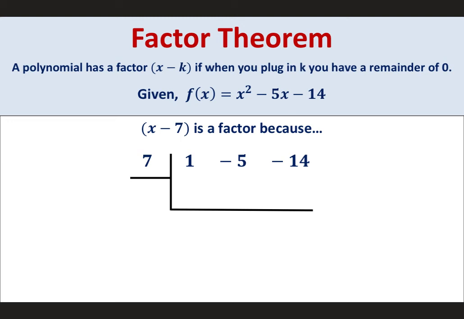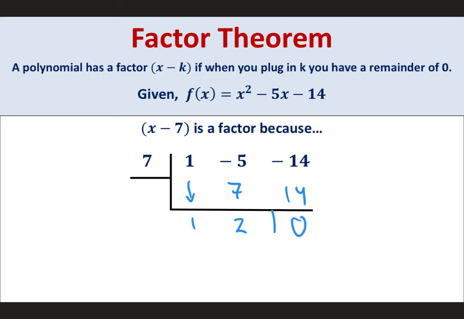So to do that, to see if x minus 7 was a factor, we're going to plug in the 0 for 7. So what minus 7 is 0 is positive 7, so that's our top left box. We'll take the coefficients, that's 1, negative 5, and negative 14. We're going to drop down our first. It's a 1. 7 times 1 is 7. Negative 5 and 7 make 2. 7 times 2 is 14. And look at that, our remainder is 0.